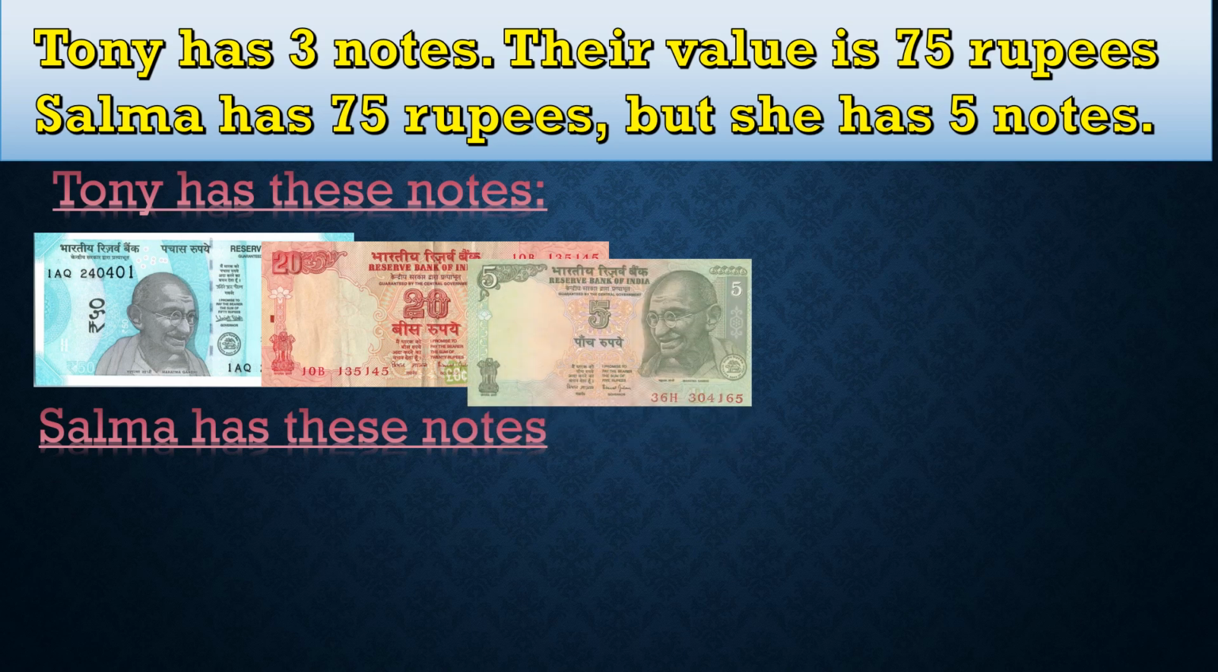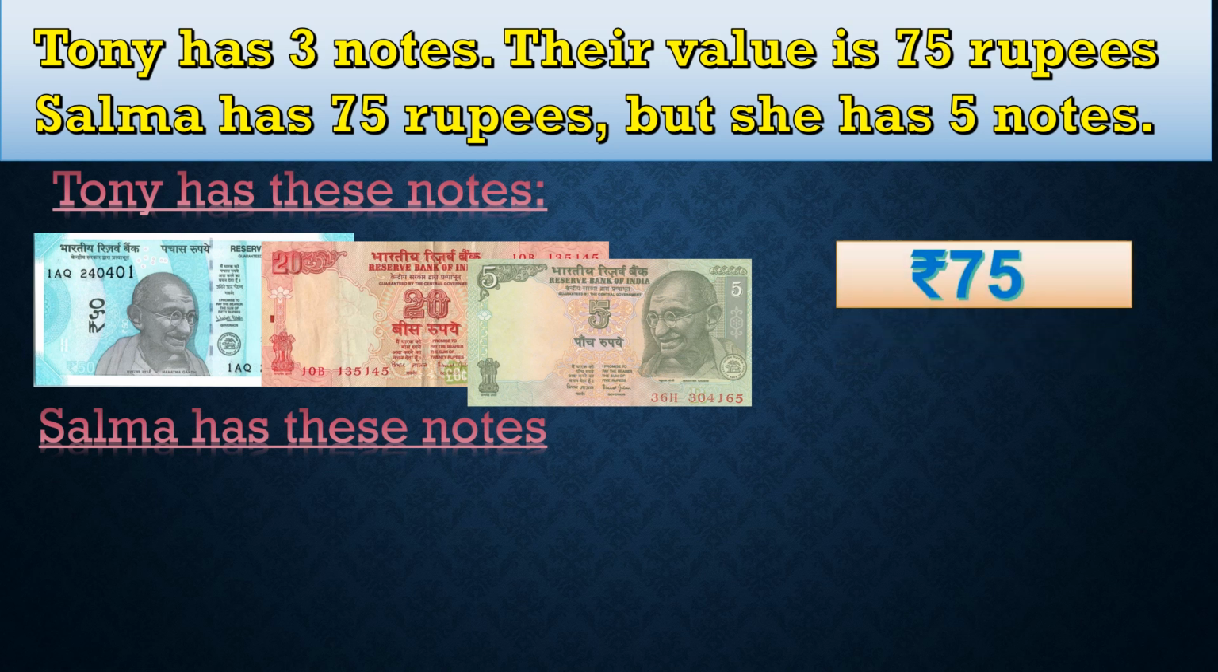50 plus 20 we get 70. 70 plus 5 we get 75 rupees. So the total value here is 75 rupees. Now let us see the notes with Salma. Salma has 5 notes.